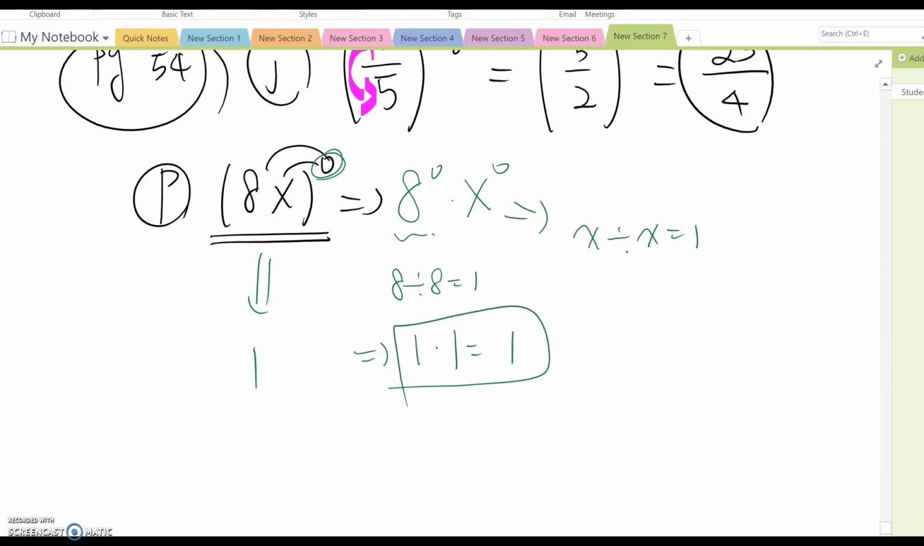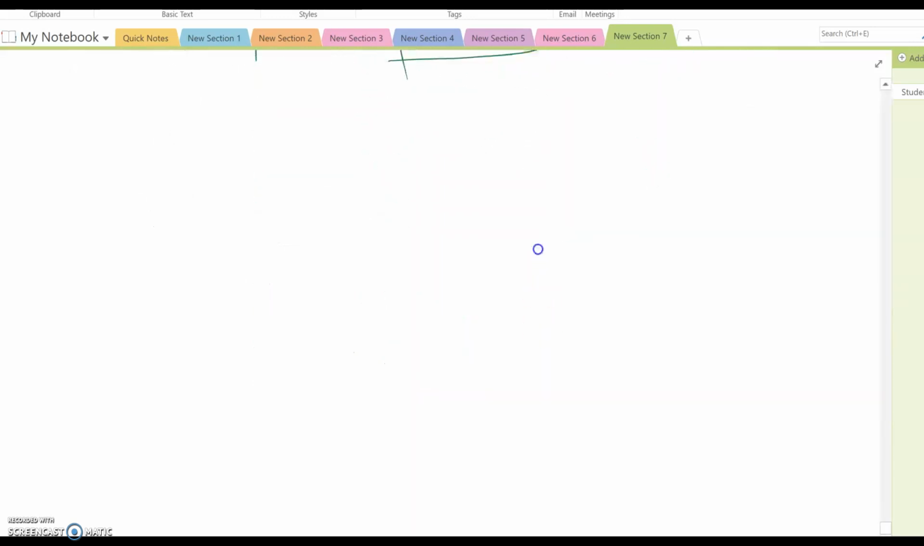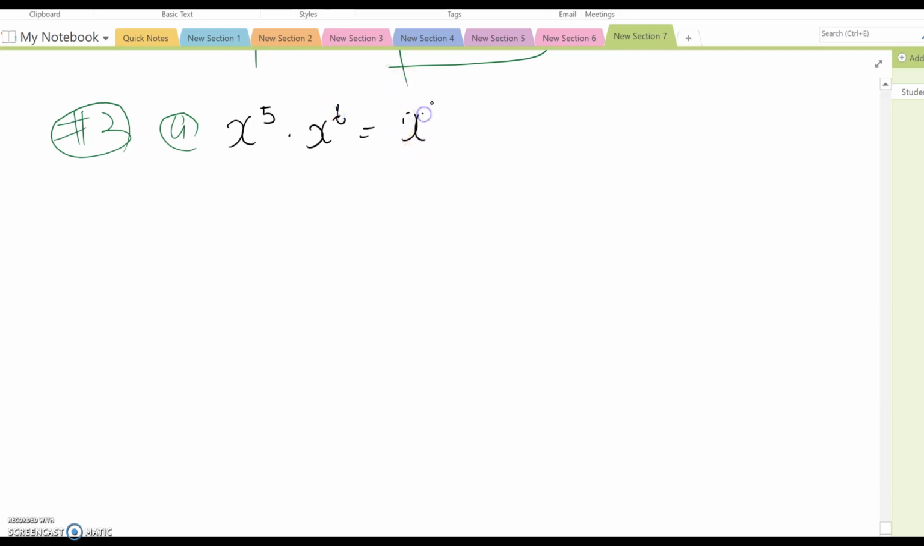Okay, then let's think about some slightly more complicated questions. Number 2, maybe A here. That's x to the fifth times x to the sixth. This means you can apply the property: 5 plus 6, so it becomes x to the 11 power. That should be the answer for this question. So what about C?